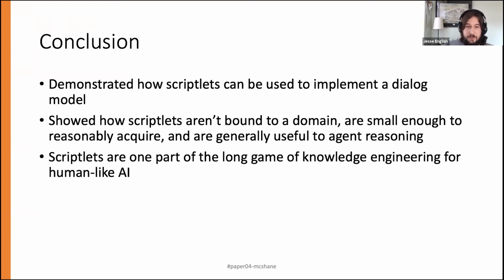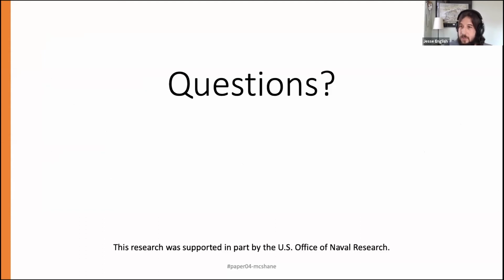They're not bound by these domains, and they're relatively easy to acquire, useful for agent reasoning, useful for agent learning. So we consider this part of the long game of knowledge engineering for human-like AI. And I'll take some questions if anybody has them.